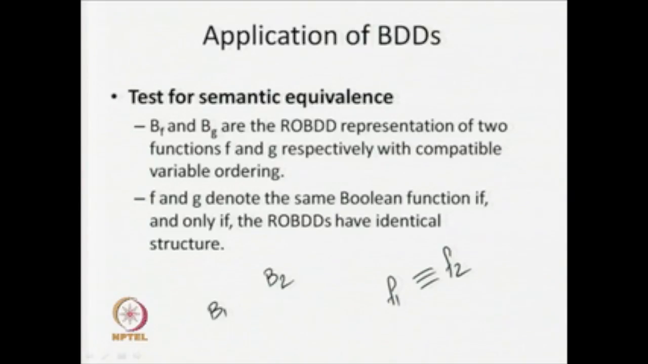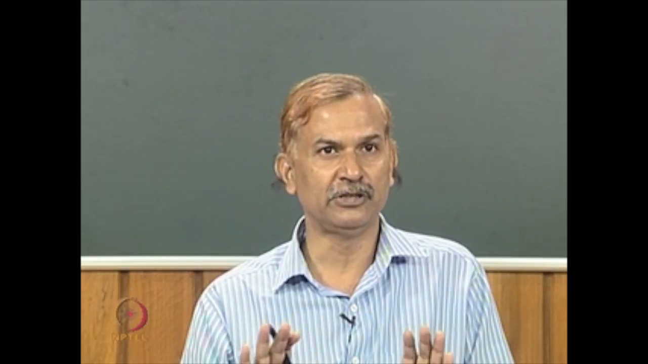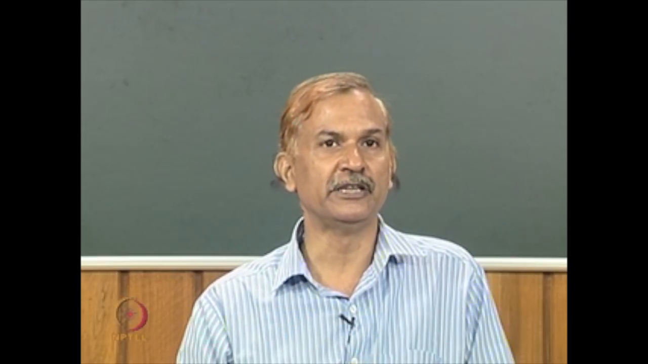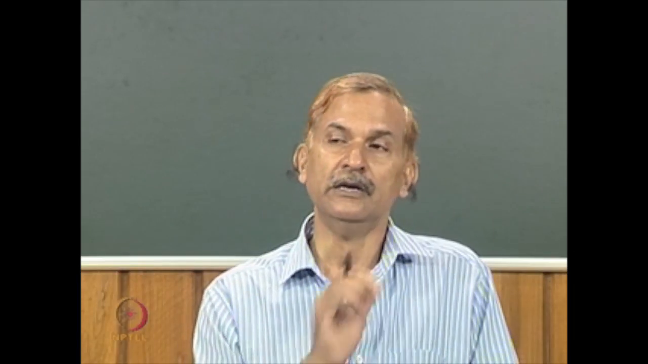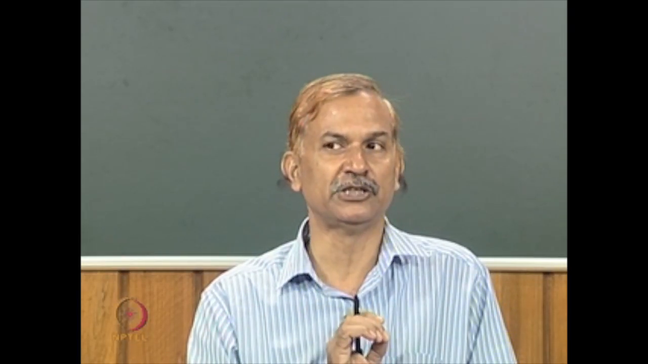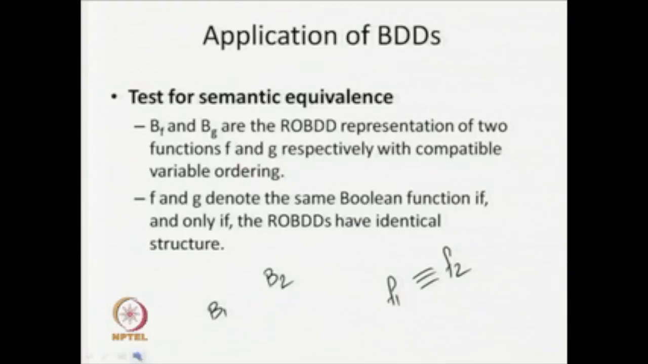Once we construct these BDDs for functions f1 and f2, and eventually find that both have the identical structure, then we can say that f1 and f2 represent the same Boolean function. That means f1 and f2 are equivalent. So, semantic equivalence can be checked very easily once we have the BDDs for these two functions. If they have the identical BDD representation with respect to a computable variable ordering, then these two functions are equivalent.